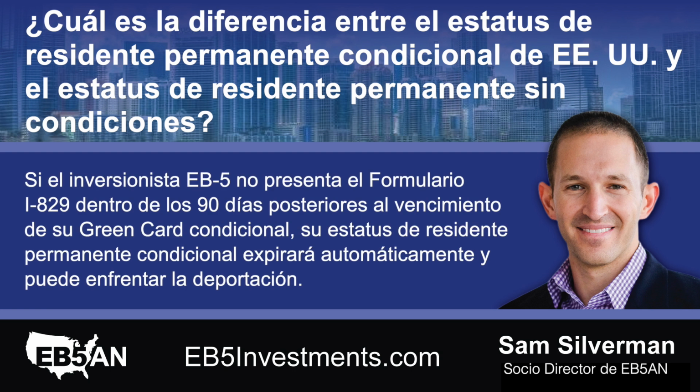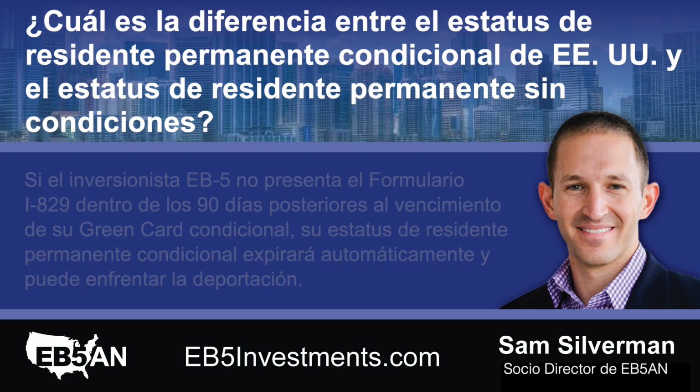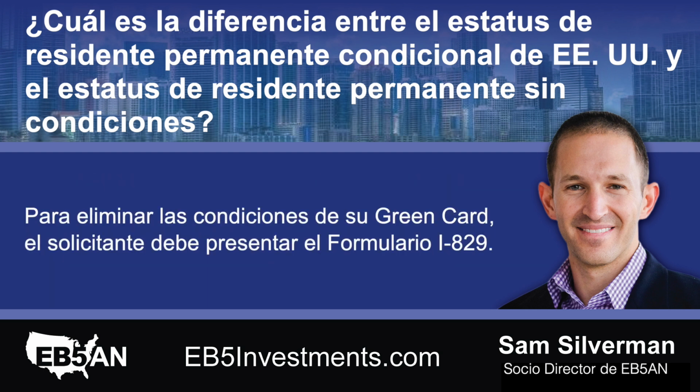If the EB-5 investor does not file Form I-829 within 90 days of the expiration of their conditional green card, their conditional permanent resident status will automatically expire, and they may face deportation. To remove the conditions from their green card, they must file Form I-829.